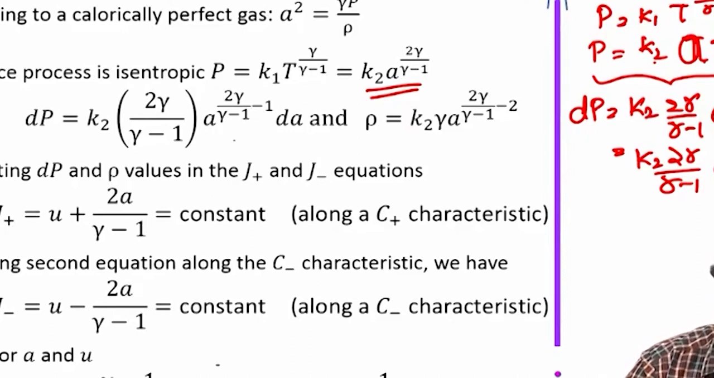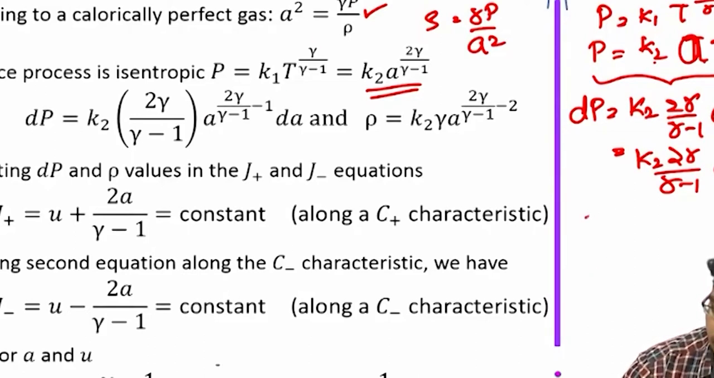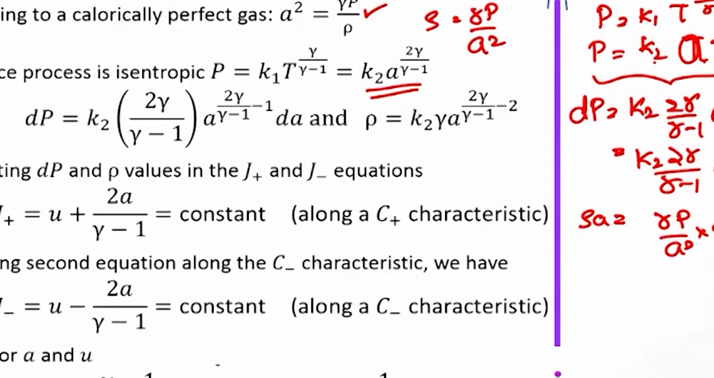Right, and we have to do the integral of dp by rho a. Now, we have expressed p in terms of a. Now, can we express rho in terms of a? We can use this equation, a square is equal to gamma p by rho, or you can use rho is gamma p by a square. So, you can use that equation, and you have the term rho a. So, rho a is a term that needs to be evaluated. This is nothing but gamma p by a square multiplied by a. This is gamma p by a, and p is k2 a power 2 gamma by gamma minus 1. So, rho a also turns out to be k2 gamma a power gamma plus 1 by gamma minus 1.